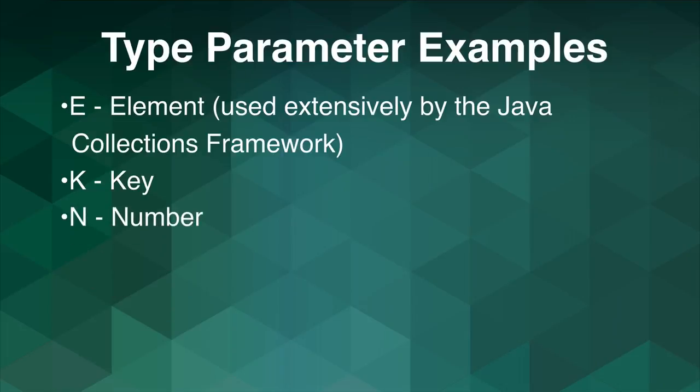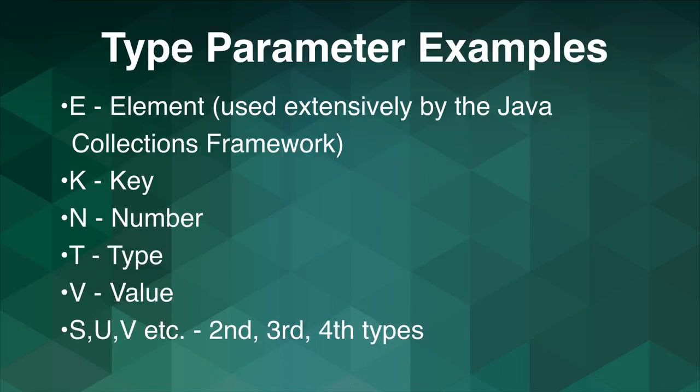And just as an example of some type parameters, you saw this in the generics section. E as in element, which is used extensively by the Java Collections Framework, which you'll be seeing when we get to that. K for a key, N for a number, T for type, V for value, and S, U, V, etc., for second, third, and fourth types. So that gives you a standard way to come up with type parameters when you need to use those in your code.